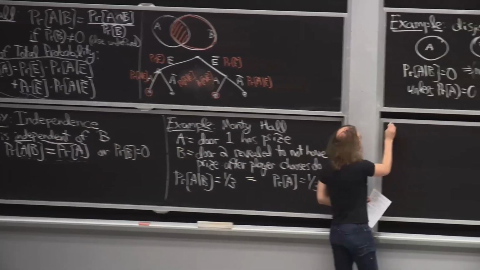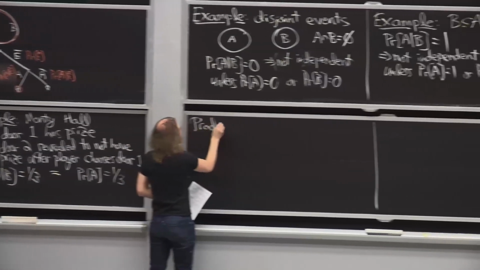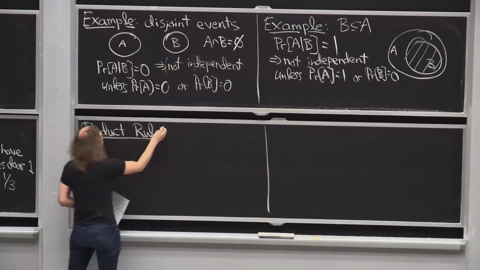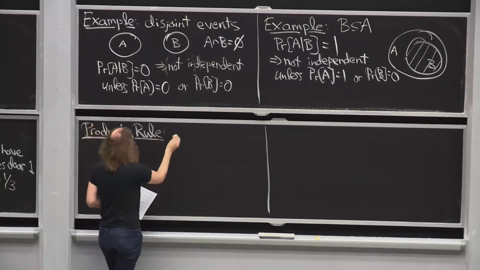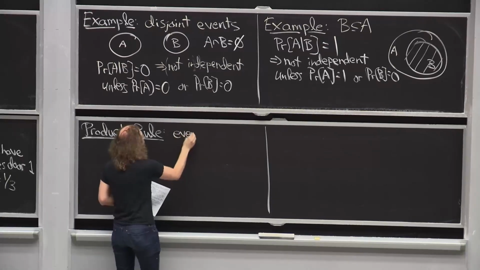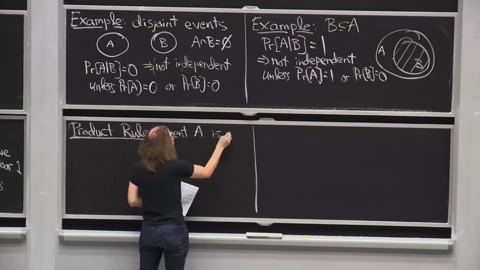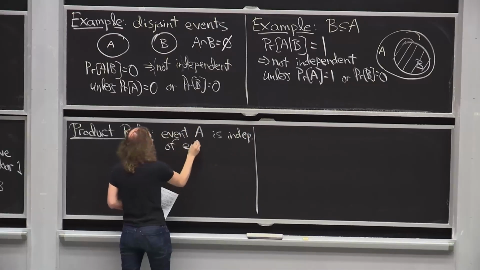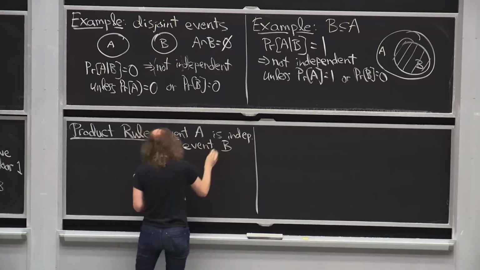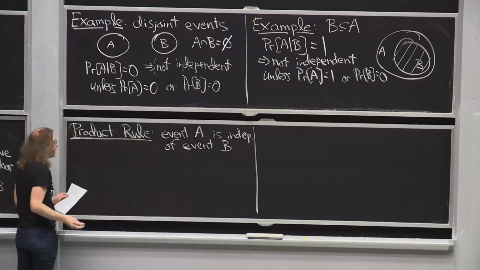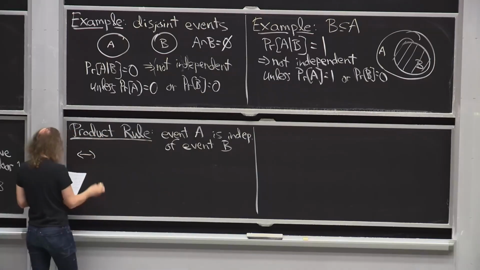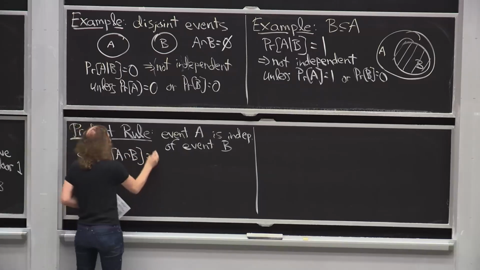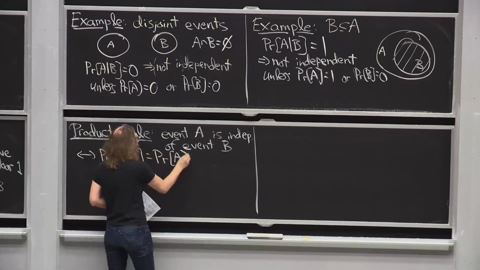There's another nice characterization, which I'm going to call the product rule. We've already seen a product rule with inclusion-exclusion. But here's another one. So an event A is independent of another event B if and only if probability of A intersect B is the product of the probabilities.